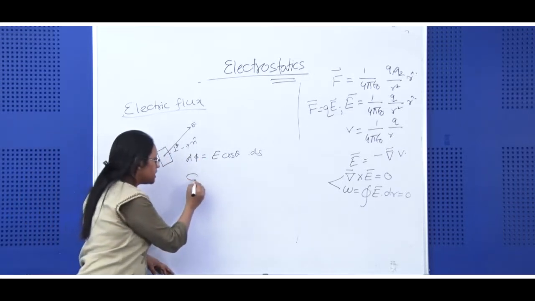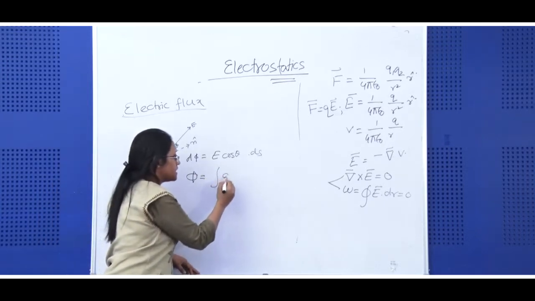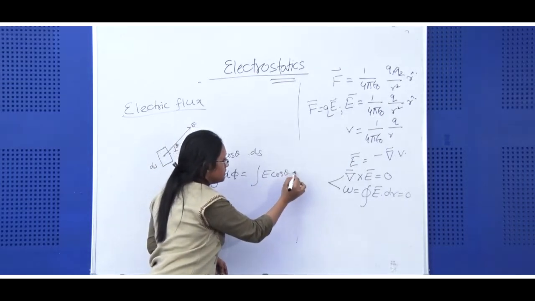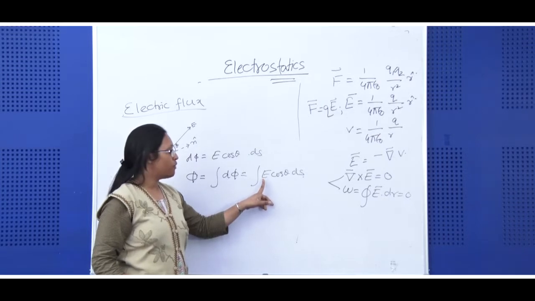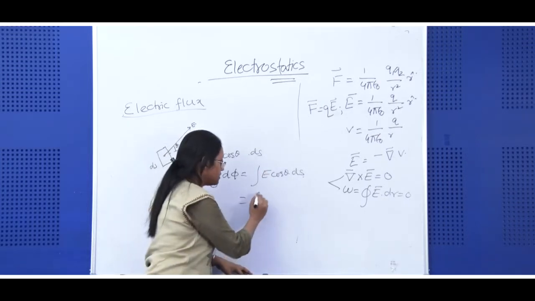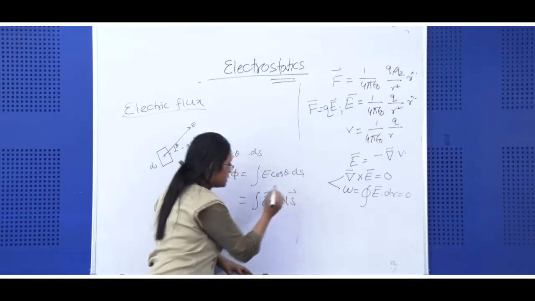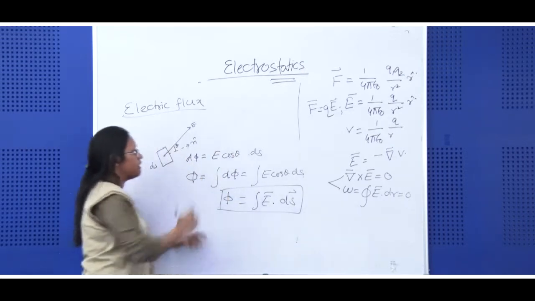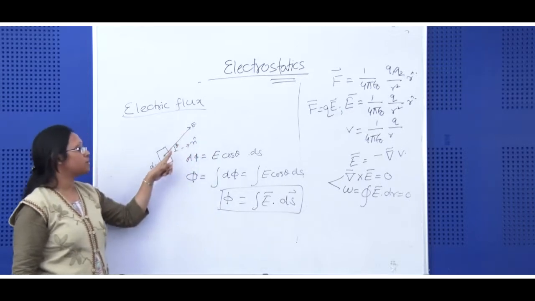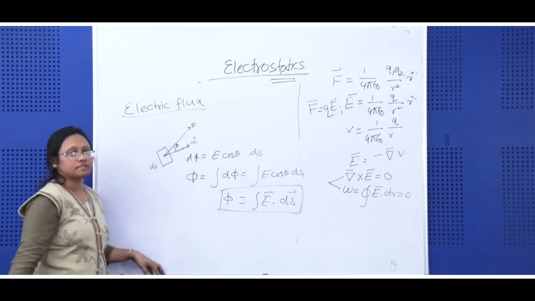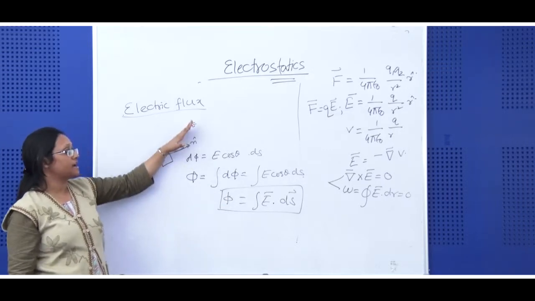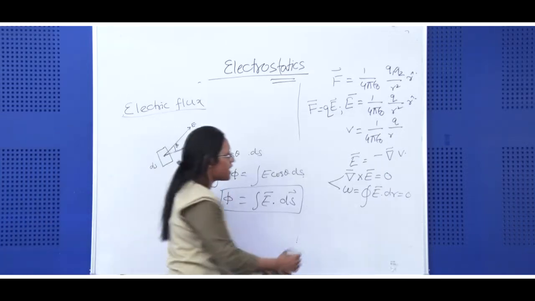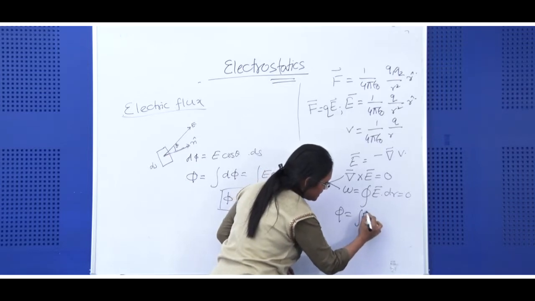So what is the total flux coming through this surface? We can integrate, so phi is equal to the integral of E cos theta dS. Now see, it is like mod of A mod of B cos theta, that is equal to A dot B, which is given as E dot dS. So flux is given by E dot dS. Flux is defined as the electric lines of force passing normally through the surface. The number of lines of force passing normally through the surface is called the electric flux. So flux is equal to the integral of E dot dS.